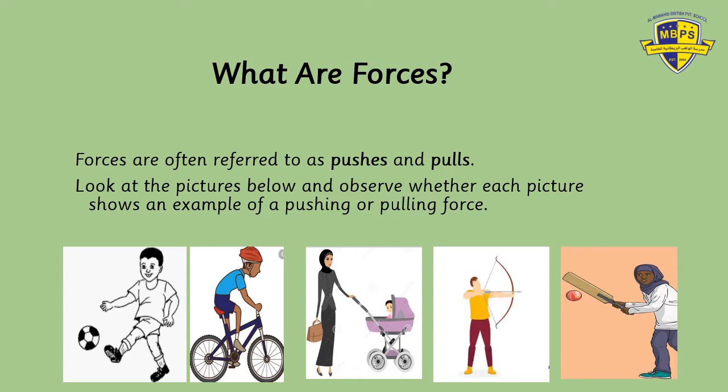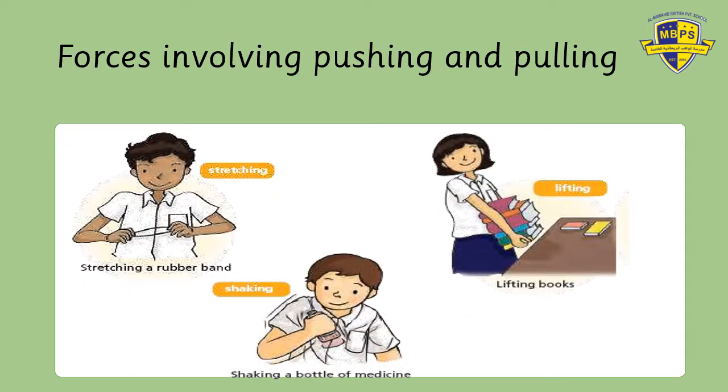A woman pushing a stroller, it's very clear. A man pulling the bow and arrow string to throw the arrow ahead, it's a pulling force. A girl hitting a ball, she's pushing the bat backwards and then going to hit the ball forwards. So it's again a pushing force. So you can see we have pushing and pulling forces. There are many more examples of pushing and pulling.